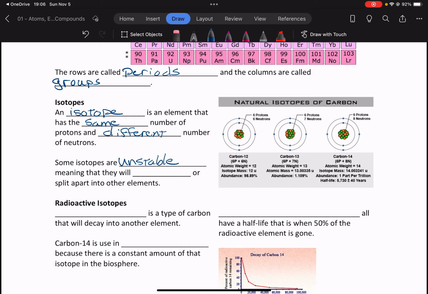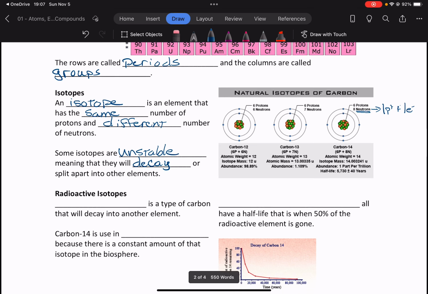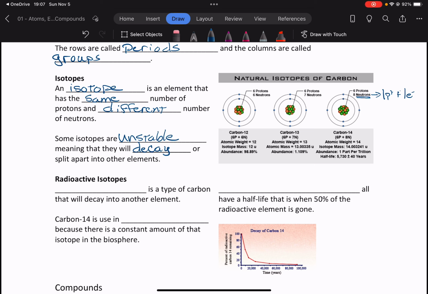Isotopes like that will decay, or split apart into other elements. What happens here is that one of the neutrons, which is a proton and electron combined together, changes into one proton and one electron. It's what we call beta decay. That's something you might want to look at later. But it changes, and eventually will change into nitrogen, which is the next element up.